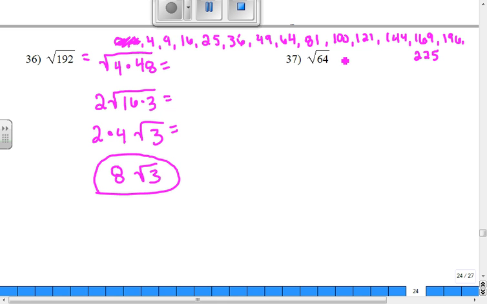Okay, 37 should be very simple. What is the square root of 64? 8. The whole number. 8 times 8 is 64.